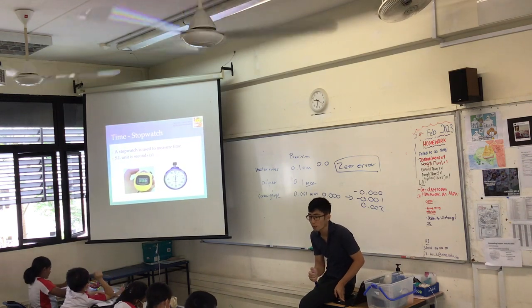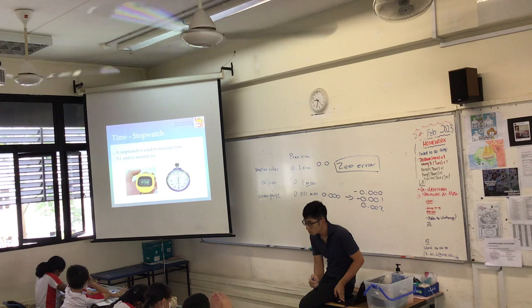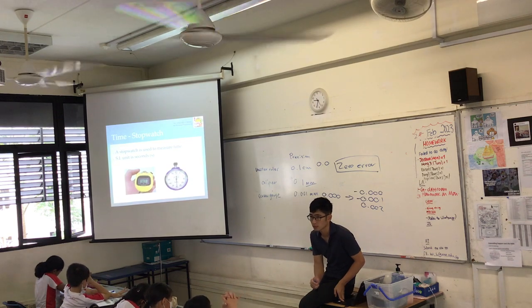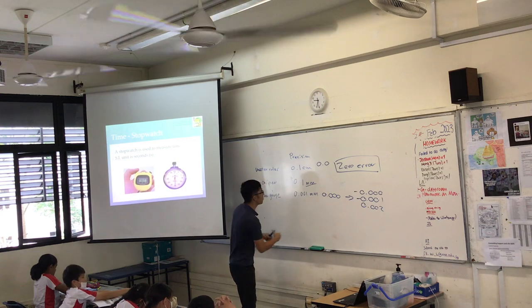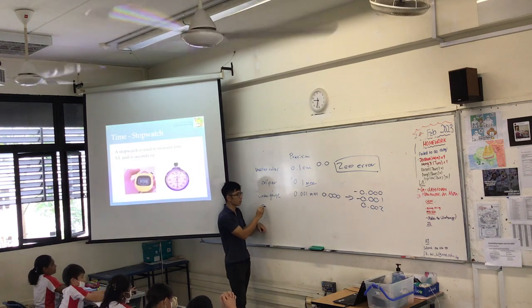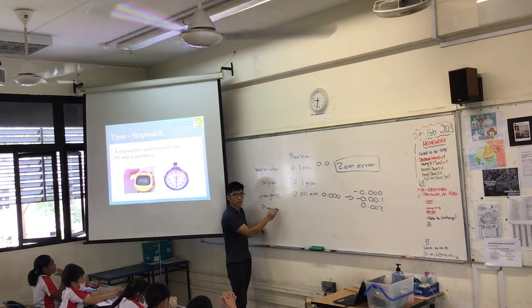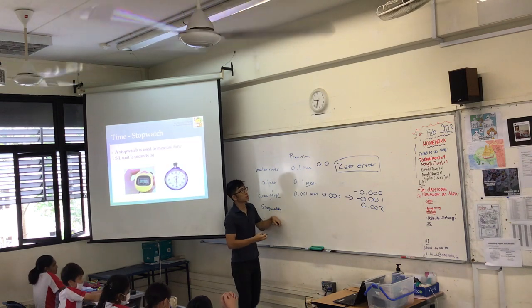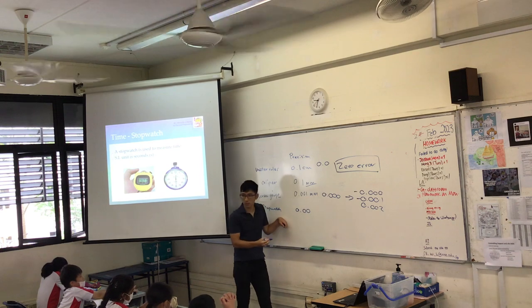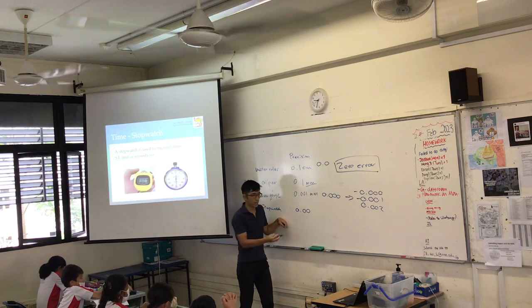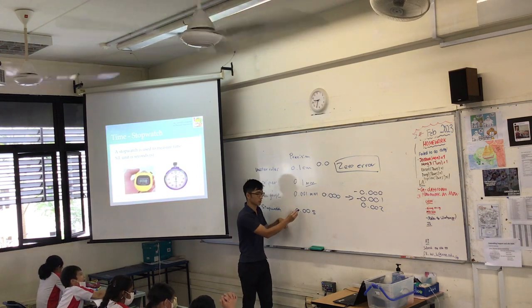Okay, next is a stopwatch. You got to use the stopwatch that day. Now for the stopwatch, what is the precision of a stopwatch? 2 decimal places. Okay, thank you. The precision of a stopwatch is to 2 decimal places, and it is in seconds.